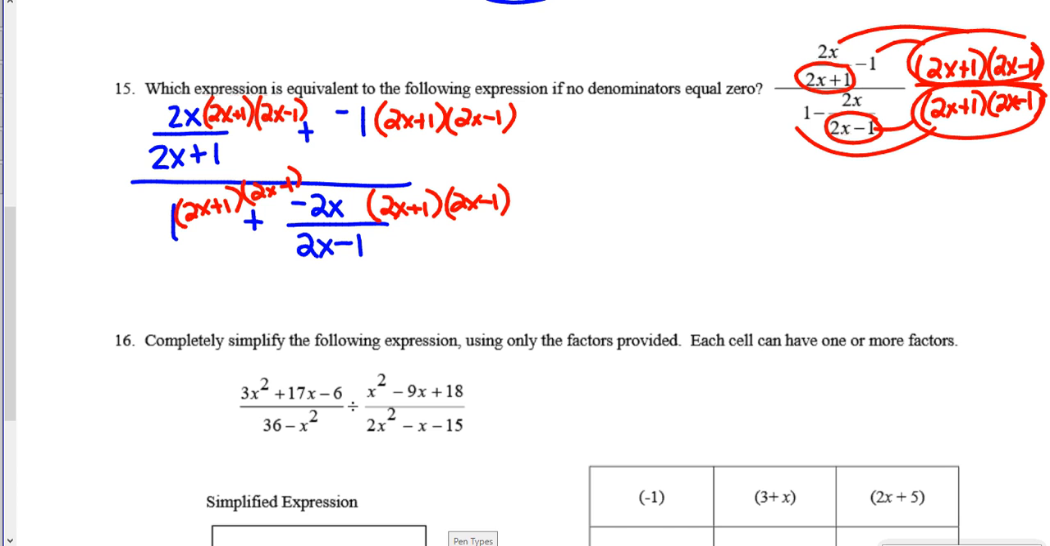Now that I've done that, I can start to reduce things out. This 2x plus 1 will reduce with this 2x plus 1. My first fraction is now 2x times 2x minus 1. So in order to do that, I'll distribute my 2x. 2x times 2x is 4x squared. 2x times negative 1 is minus 2x.